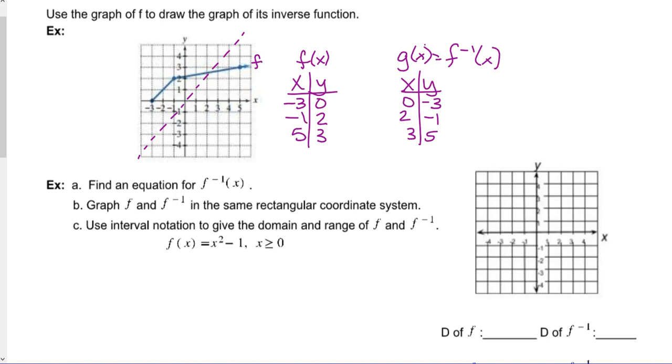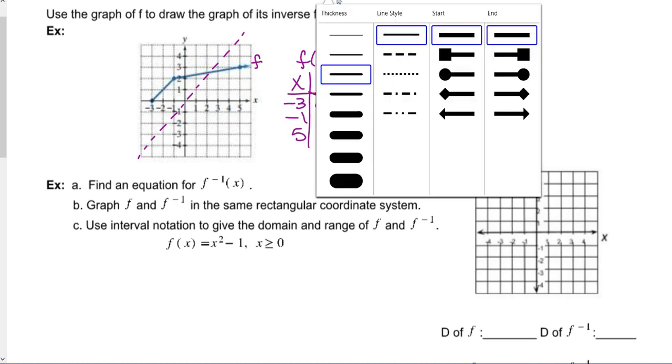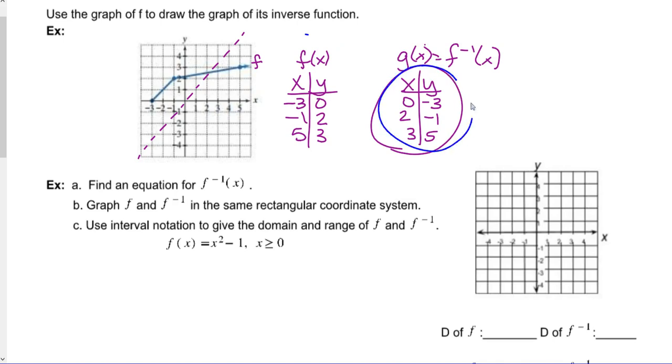That is the key thing, okay? That is the key to figuring out how to graph the inverse. So now all I need to do is plot these points, and I'm going to do it in a different color. I'm going to do it in blue. Blue is going to be the inverse here.